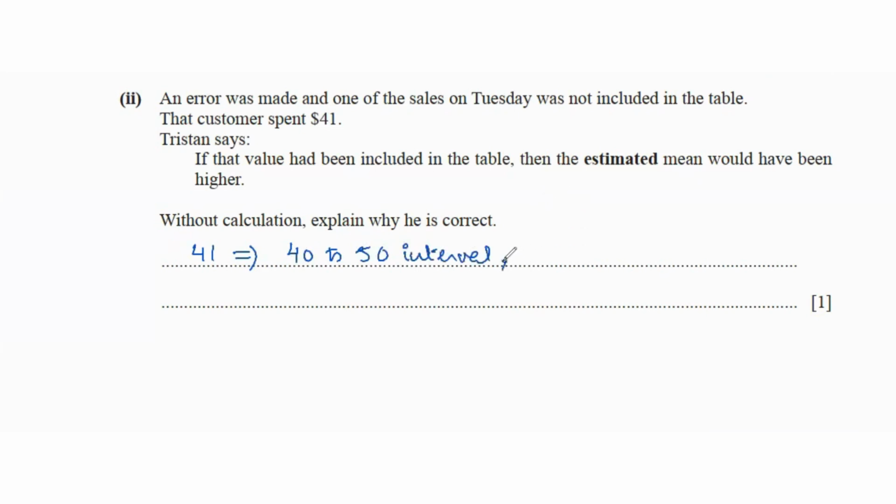And your mid value in this interval is 45. If the 41 value was a part of this data set, our frequency value would be different then, because there's one more value in this interval. So since the frequency value would change, that would change the overall estimated mean as well. Because for that class interval, there's a higher frequency, which changes the total frequency and the fx value of that class interval. Mid value would still be the same, but it's the frequency value that's changing. Hence, the estimated mean would have been higher.